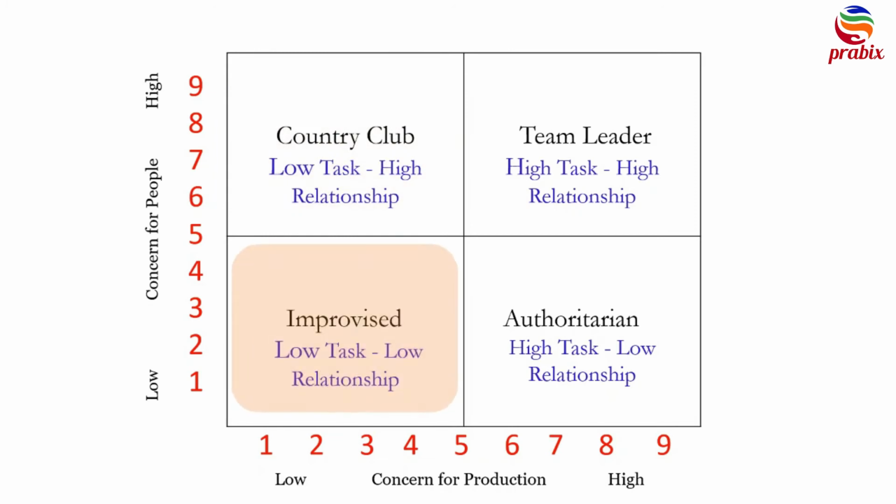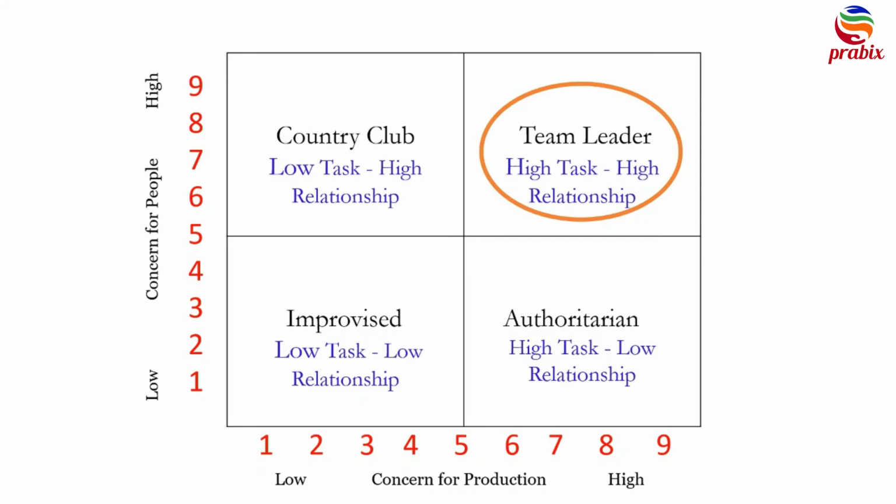Impoverished leader: low task, low relationship. A leader who uses a delegate and disappear management style. Since they are not committed to either task accomplishment or maintenance, they essentially allow their team to do whatever it wishes and prefer to detach themselves from the team process, allowing the team to suffer from a series of power struggles.